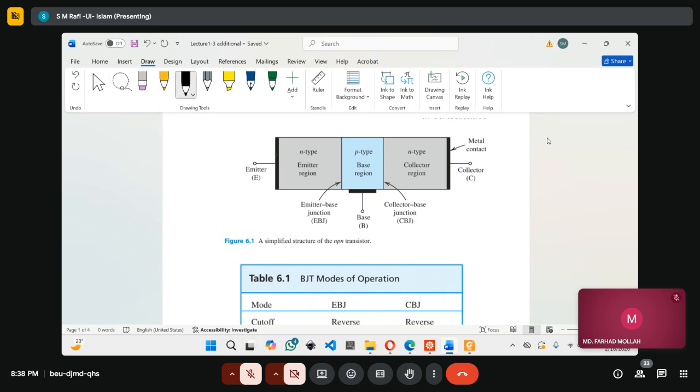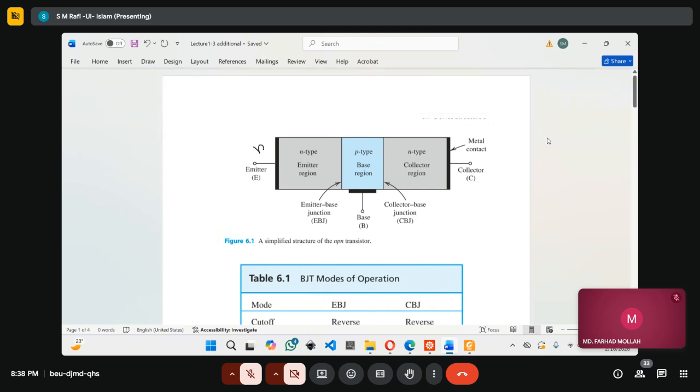The emitter is N-type, right? The base is P-type, and then the collector is N-type once again. Now, as I mentioned, the emitter and base junction has to be in forward bias. Forward bias means we connect a DC voltage with the negative terminal here and the positive terminal here. So can we call it forward bias? Let's say this is a positive voltage.